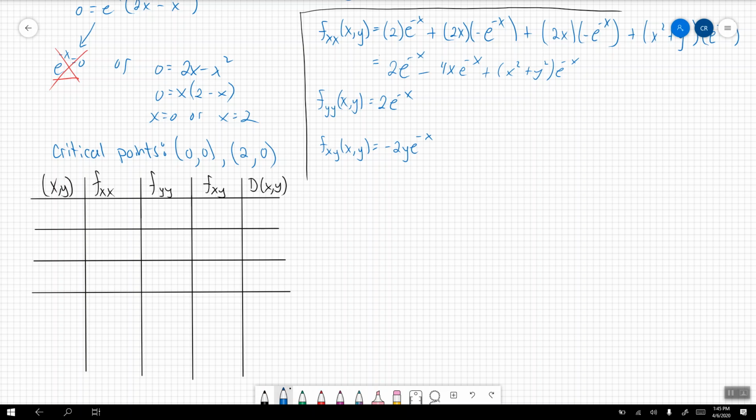The first ordered pair that we're going to be looking at is going to be 0, 0. So I'm going to have 0, 0. And the next one after that is going to be 2, 0.